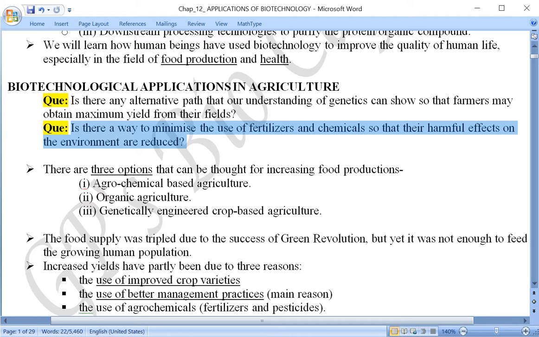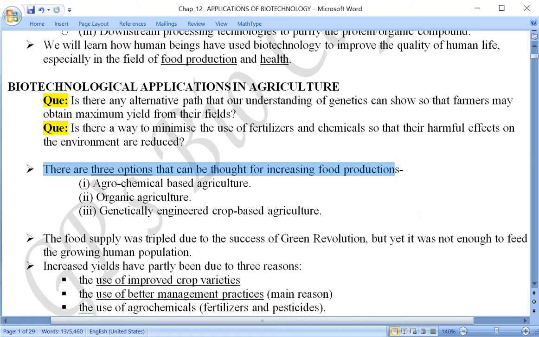So over here there are three options that we can think about for increasing our food production. There are three main options by which we can increase the production of food crops. The first one is by use of agrochemical based agriculture.